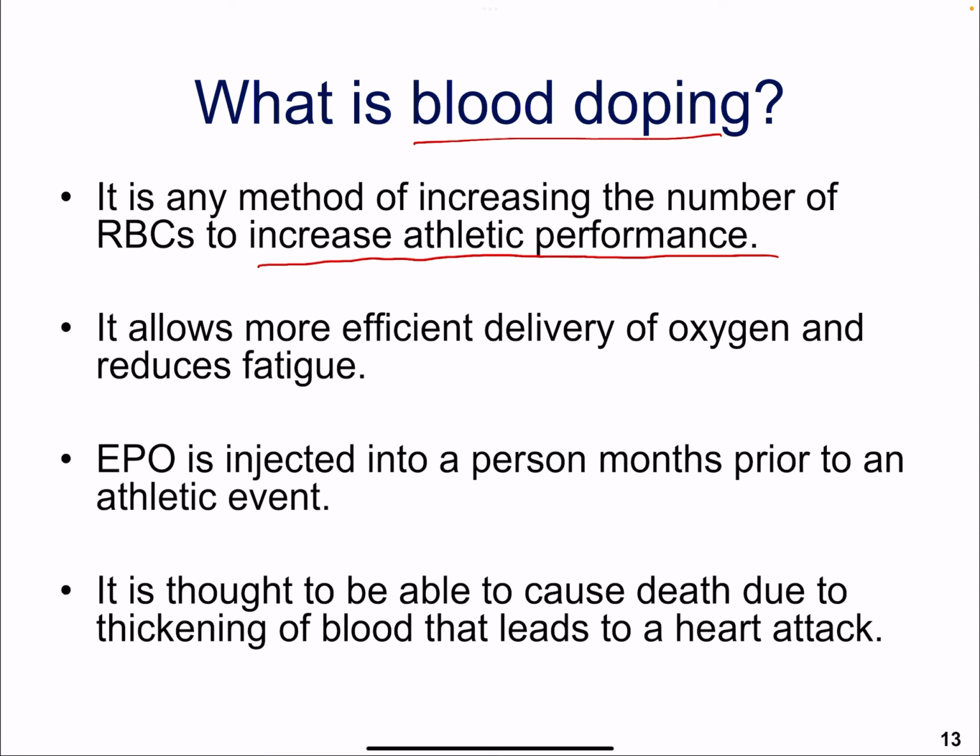So typically what they are going to do, it's many months before an athletic event, they're going to be injected with EPO or erythropoietin. When they inject that, then they are going to produce large amount of red blood cells, and now they are going to be able to outperform other athletes that did not do that.